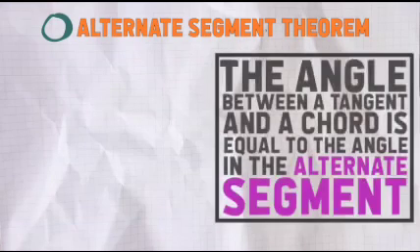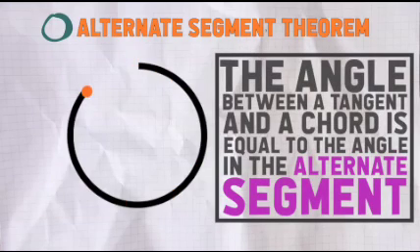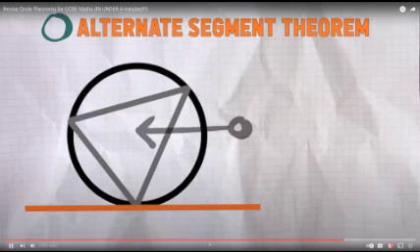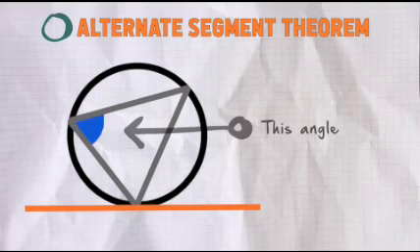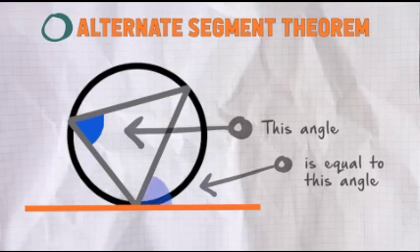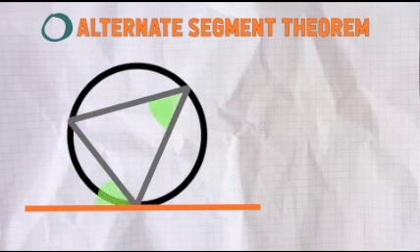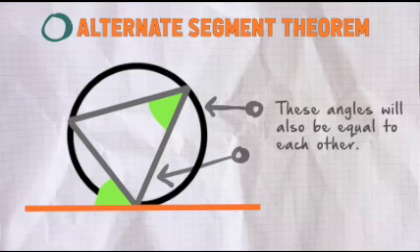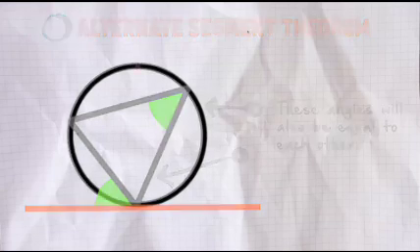Alternate segment theorem. The angle between a tangent and a chord is equal to the angle in the alternate segment. That's a bit of a mouthful, but it just means that this angle will be equal to this angle. I think of it as the angle inside the triangle is equal to the angle opposite and on the outside. So I think: inside, opposite, outside.